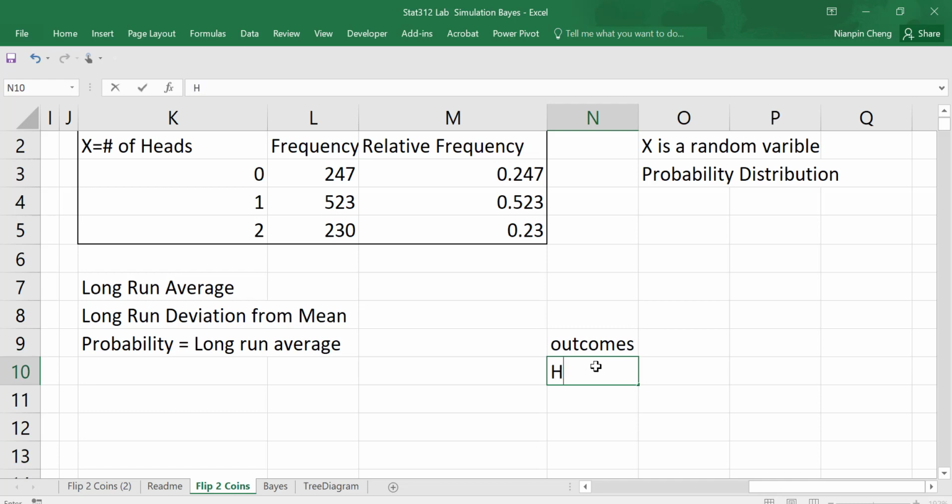Flip 2 coins, it could be head head, right? Or it could be first head and then tail, or tail head, or tail tail. So if we flip 2 coins, the outcomes are only these 4, right? And they are also equally likely to happen. So if you observe the number of heads, this x value, okay?